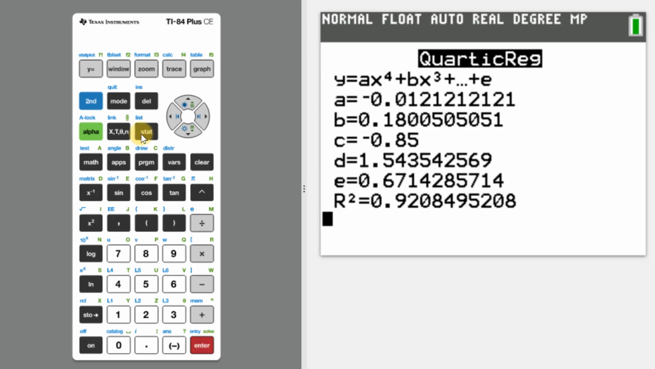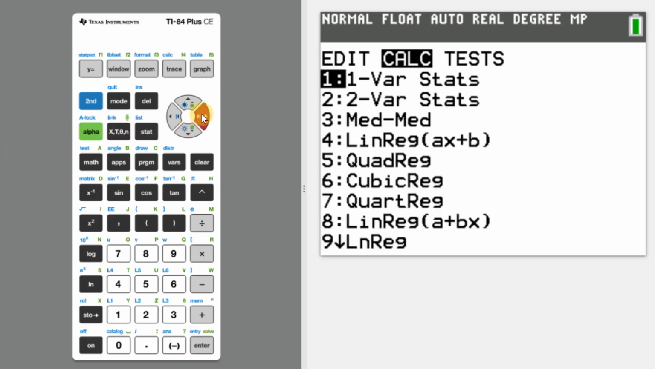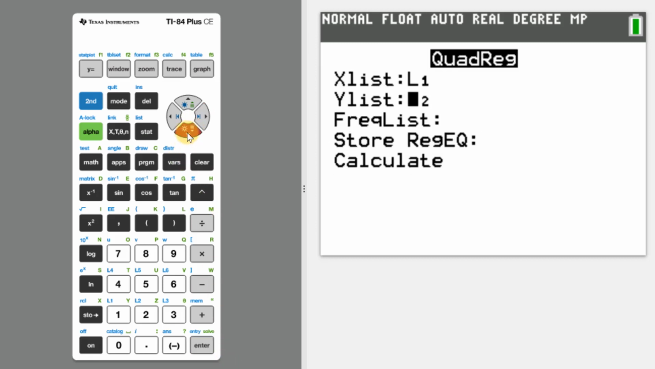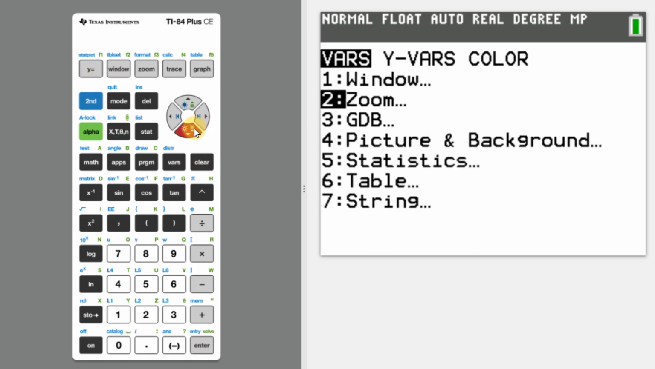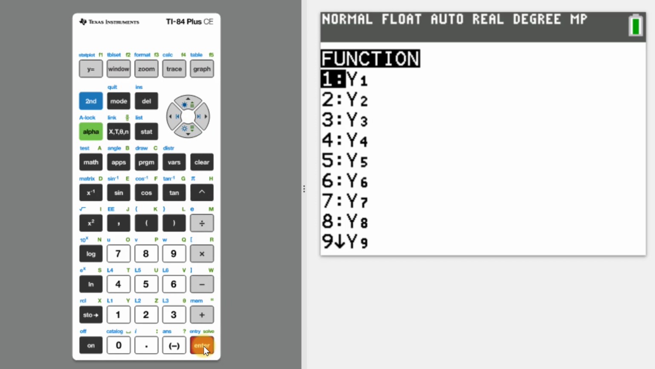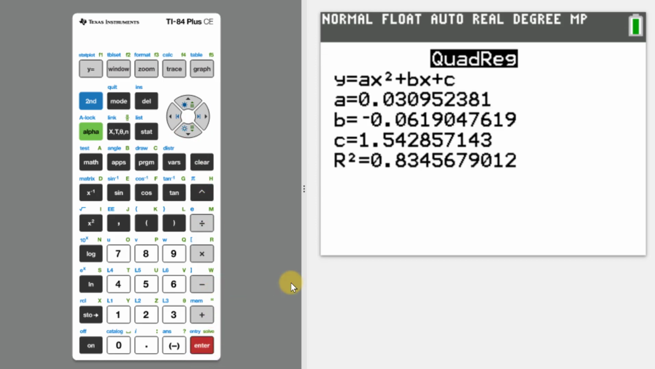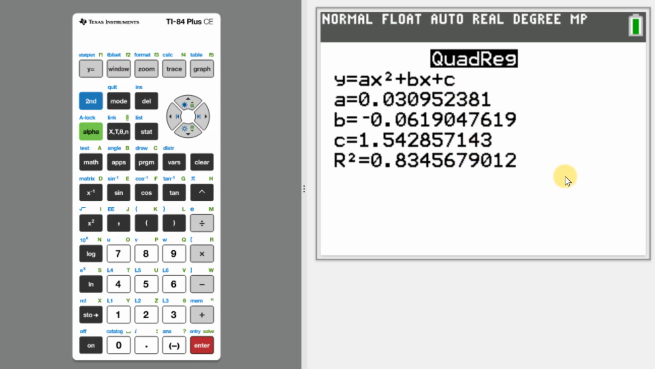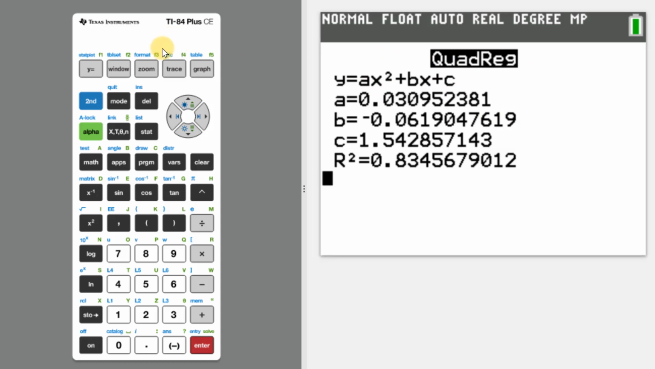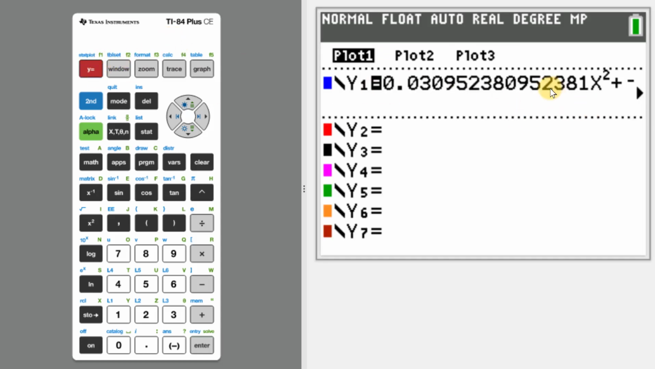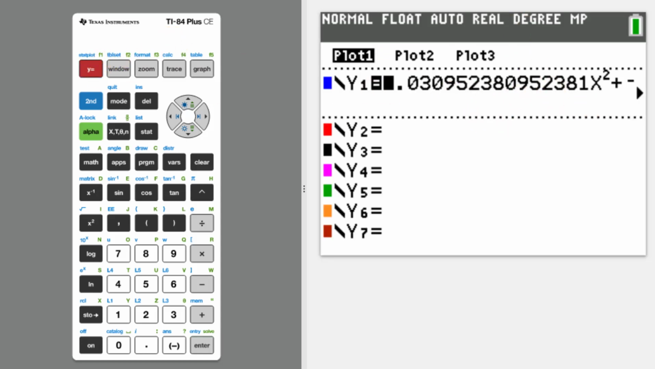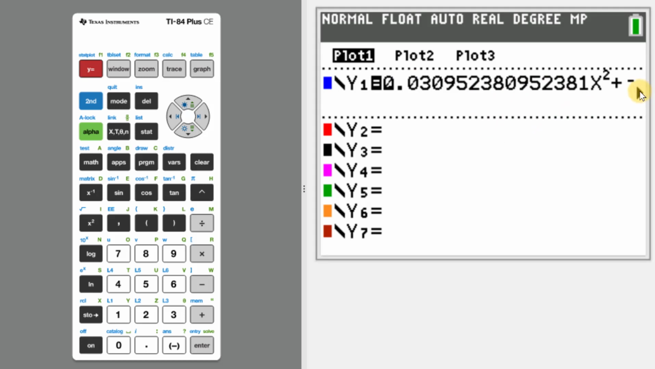Okay, so I'll go ahead and hit stat, and we'll go calc, and I think our quadratic was the best. So we can go ahead and store this now. We're going to store this again by hitting vars, y vars, function, and we're going to store this in y1, okay? And then we'll go ahead and hit calc. Okay, so now I'm given this whole equation here, this quadratic equation. And then if I go to y equals, it is stored right there for us, all right?